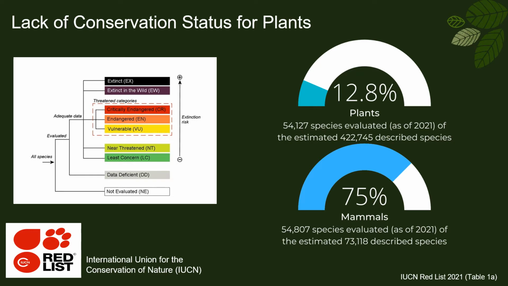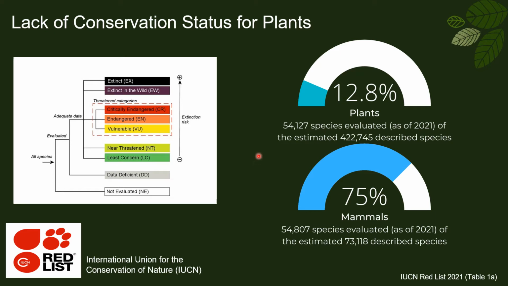Unfortunately, we lack information on plant species conservation statuses and patterns of biodiversity. The International Union for the Conservation of Nature's Red List relies on information such as range maps and knowledge of species interactions in order to assess conservation statuses for species across different taxonomic groups. Species are assessed by putting them into different extinction risk categories, shown in the figure on the left, which include critically endangered, vulnerable, near threatened, and least concern.